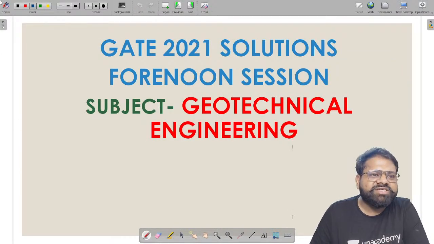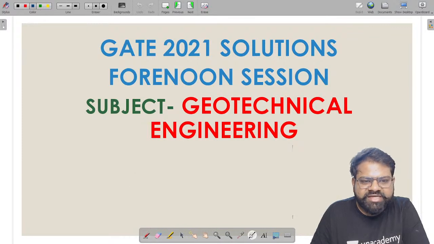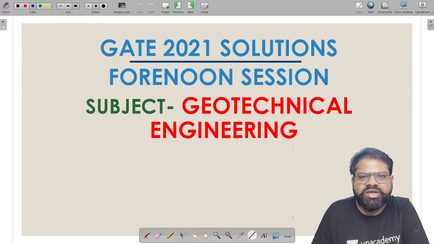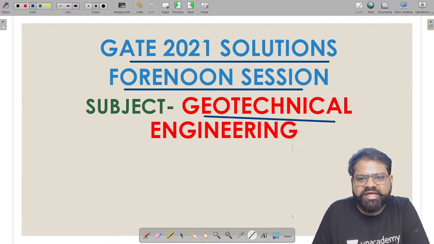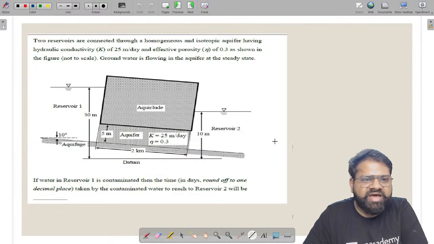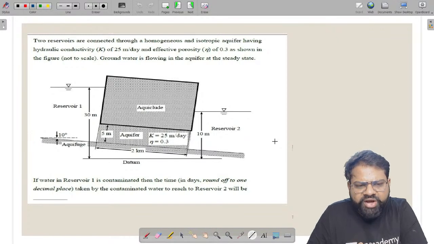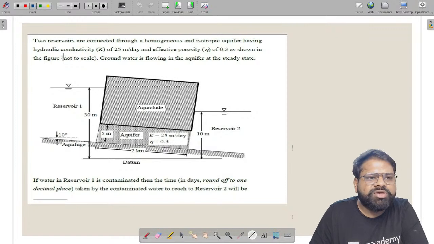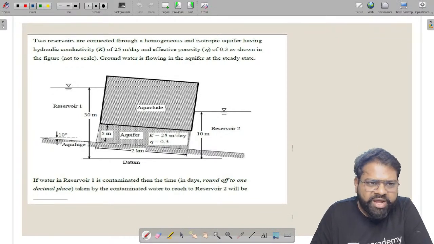In this session, we are going to discuss the GATE 2021 solutions for the forenoon session for the subject called geotechnical engineering. Let's start. This is the first question which came in the GATE 2021 examination. It's one of the easiest questions, for 2 marks. A similar question has come in past years also, but the diagram was a little different. This is the easiest question which can come in the GATE examination in geotechnical engineering.